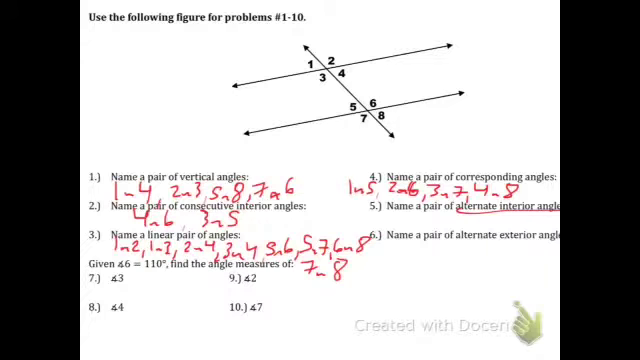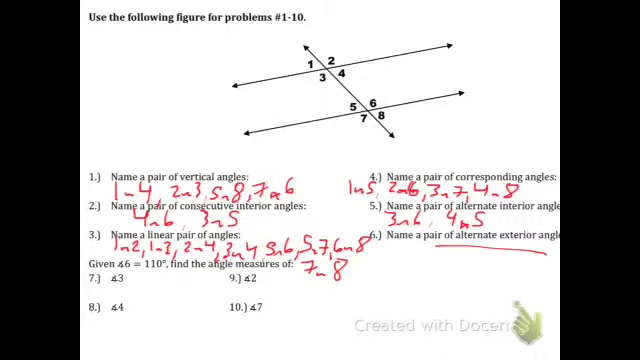Alternate interior angles: the interior part means it's between the parallel lines, and alternate means it's on opposite sides of the transversal. And so 3 and 6 are on opposite sides of the transversal, and they're in between the parallel lines, so they would be alternate interior, along with 4 and 5. And so 3 and 6, and 4 and 5.